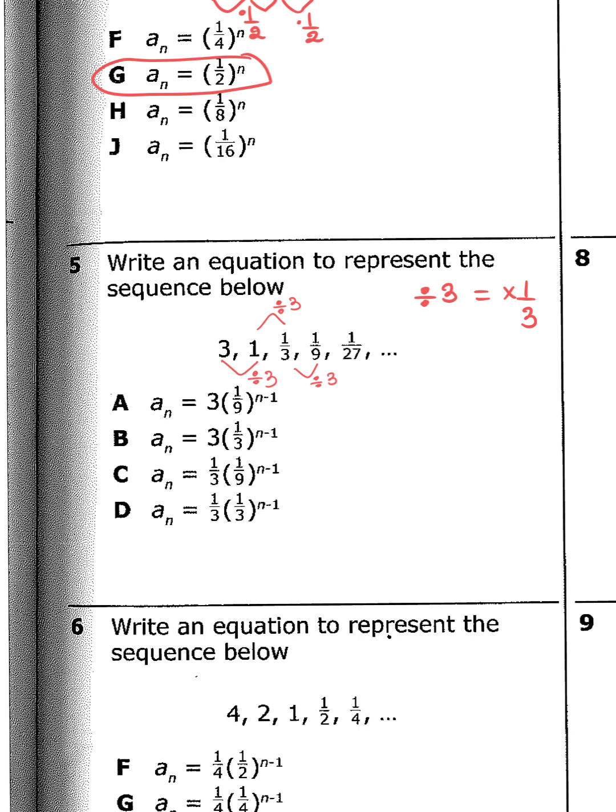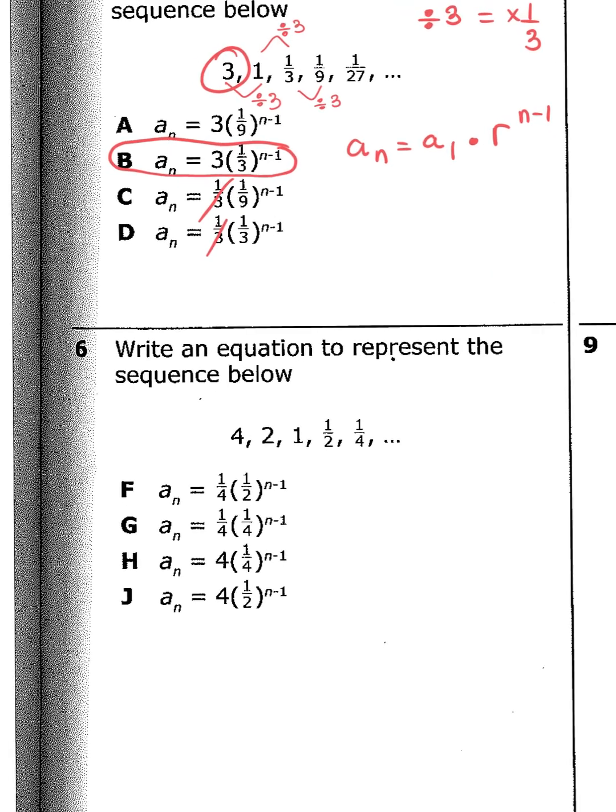Right, so the answer, a sub n, will be a sub 1 times the ratio raised to the power of n minus 1 for geometric, right? So we start with 3, so we can eliminate that, times 1/3. So this is the correct answer.